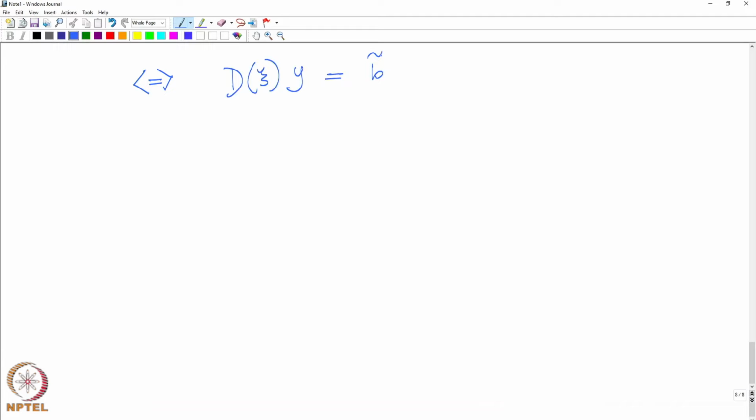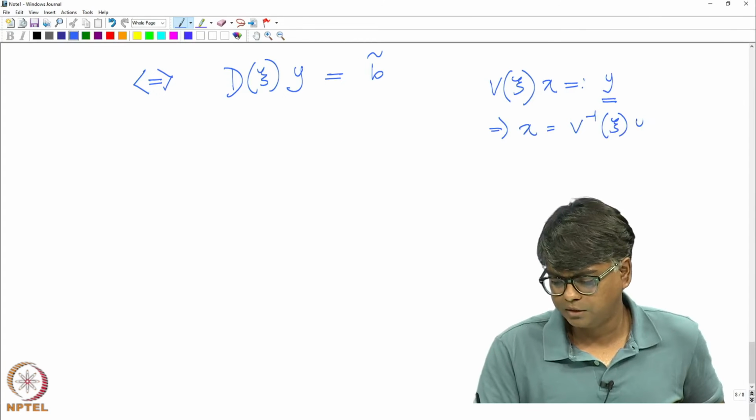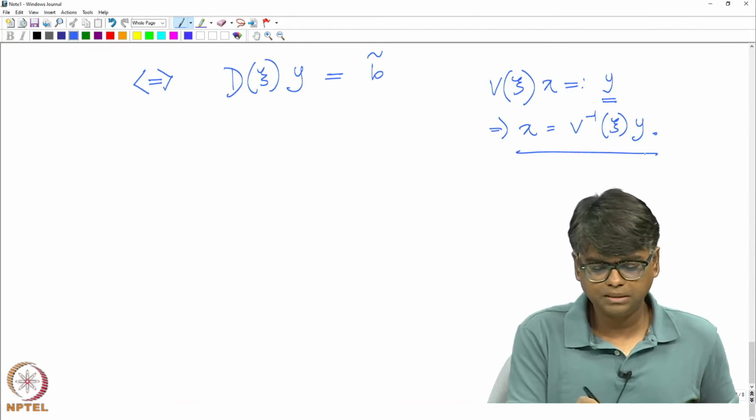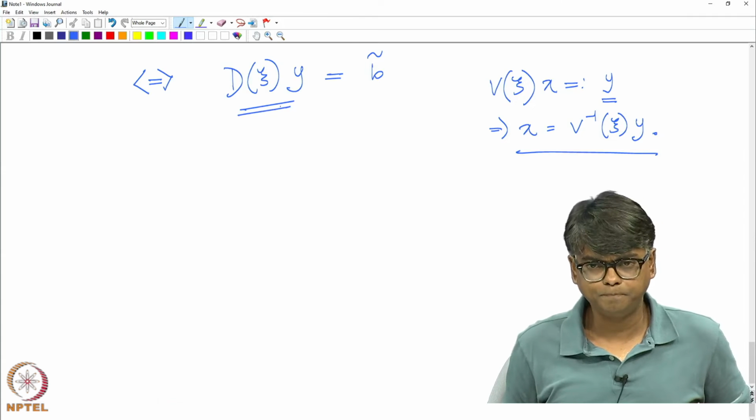If we can solve for this, we can solve for x easily, because you see how we have defined y? V(ξ) acting on x is defined as y. So obviously now if we know y, we can find out x by doing V inverse(ξ) acting on y. So that is why it is enough to solve for y.